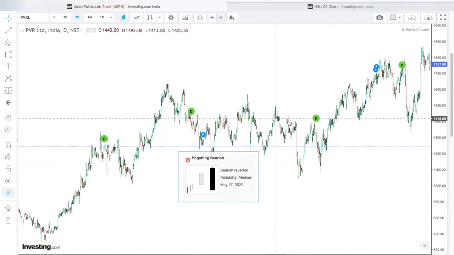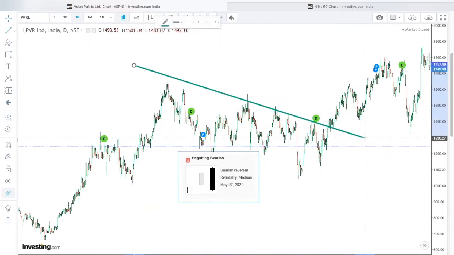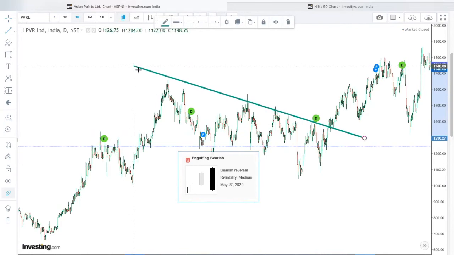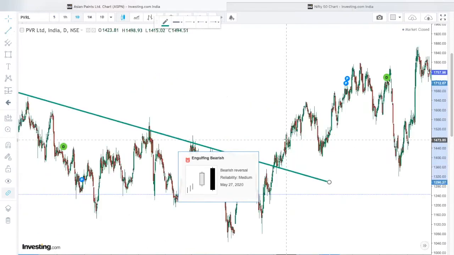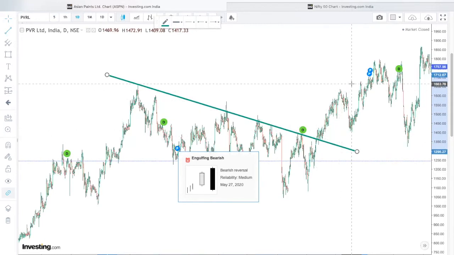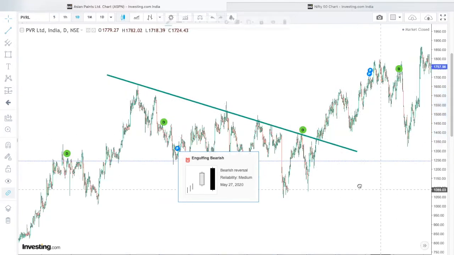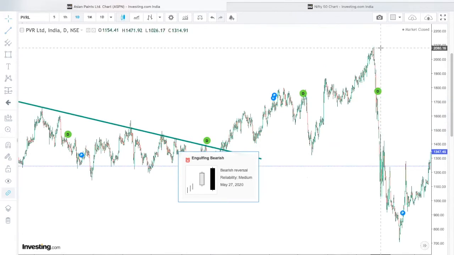This was in downtrend. If you carefully see, it was in a downtrend. The downtrend is broken. So as per the trend line, an uptrend started. It went up to 2000.